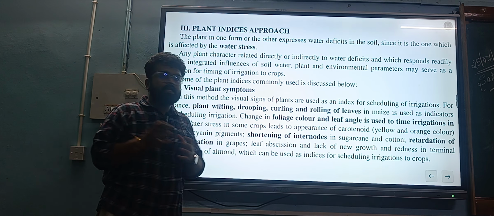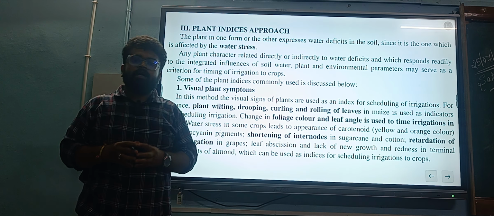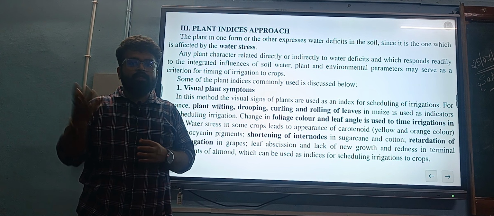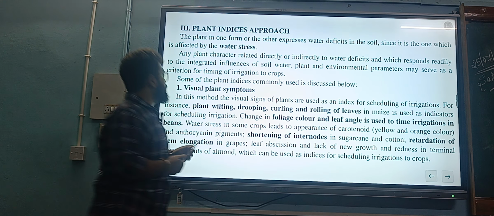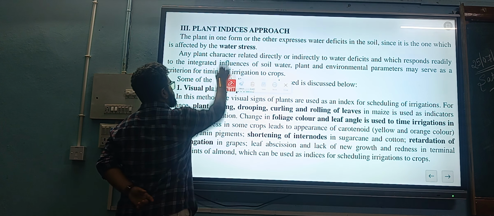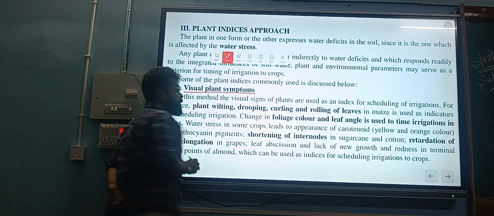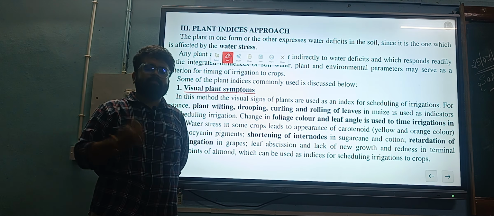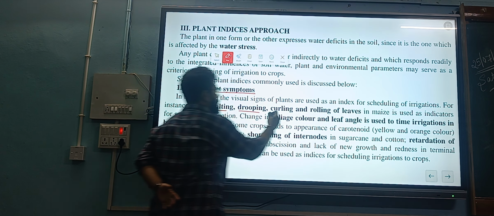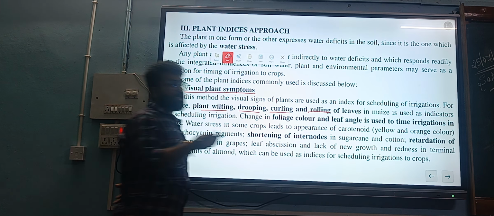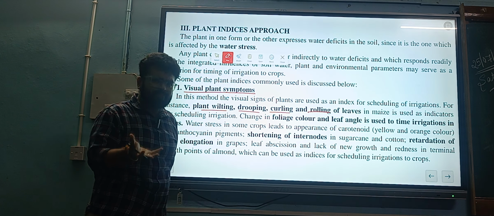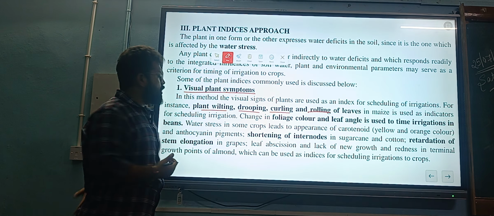After the climatological approach, the third approach of irrigation scheduling is the plant indices approach. Generally, the plant is used as an indicator showing water scarcity in the soil, and based on that you go for irrigation. One good example is the first method, visual plant symptoms. Plants under water stress show certain symptoms such as wilting, drooping, curling, rolling. These all indicate that you have to irrigate the plant. This is an approach which farmers can easily accept.